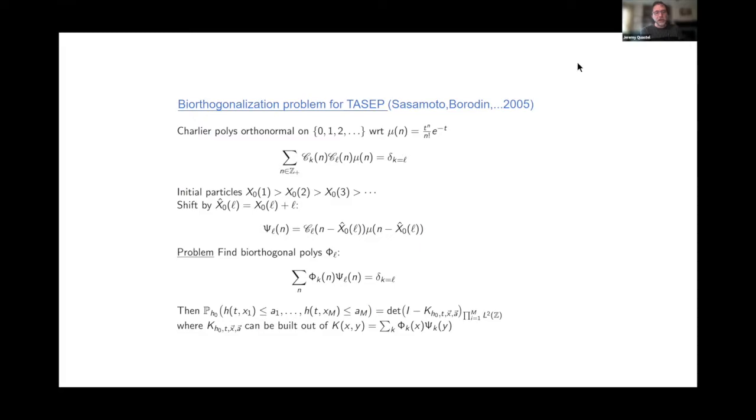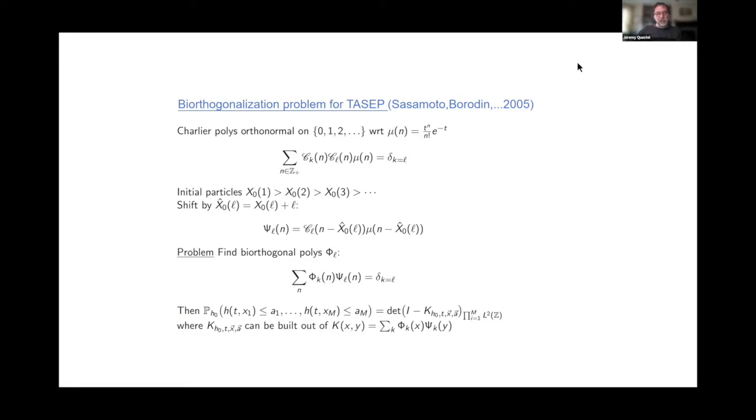Now you take your initial particles and you shift them. Remember, the initial particles are going down, and you shift them by their label, call those x hat. Now you take one of these sets of Charlier polynomials together with the reference measure, shift that by these x hats, and produce a thing called psi. And now you're supposed to find biorthogonal pairs to these things. If only you could find these biorthogonal pairs, then you can put it together at the bottom of the slide and produce a kernel. And this kernel is the kernel for TASEP. So the problem is just reduced to this algebra problem of finding biorthogonal pairs.